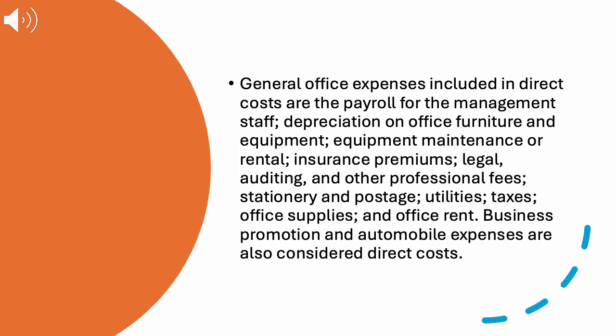General office expenses included in direct costs are the payroll for the management staff, depreciation on office furniture and equipment, equipment maintenance or rental, insurance premiums, legal, auditing, and other professional fees, stationery and postage, utilities, taxes, office supplies, and office rent. Business promotion and automobile expenses are also considered direct costs.